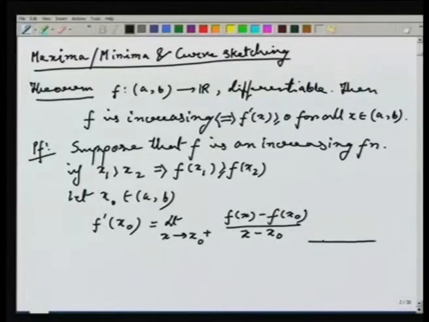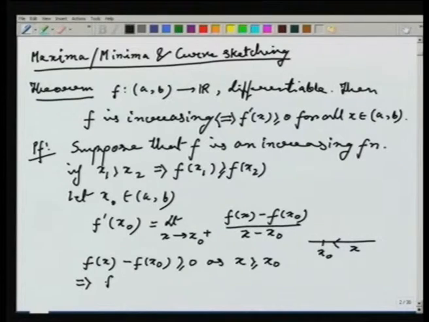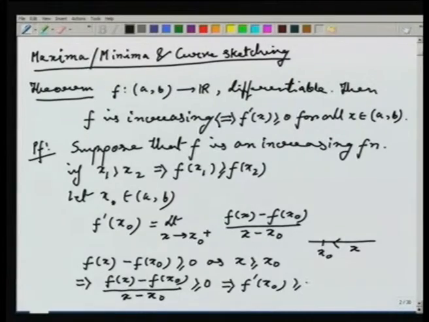So, in picture it will look something like this, that I have x naught here, x is here, it is going towards x naught. Now, since I have that f is increasing, this would imply that f x minus f x naught is bigger than or equal to 0, as x is bigger than or equal to x naught. This would then imply that f x minus f x naught divided by x minus x naught, notice that x is bigger than or equal to x naught, so x minus x naught is also non-negative, this is bigger than or equal to 0. Since all the terms are bigger than or equal to 0, that would certainly mean that the limit, which is f prime x naught, is also bigger than or equal to 0.